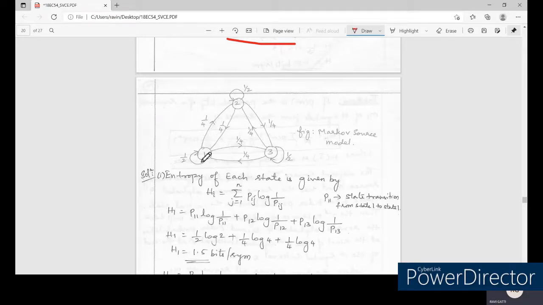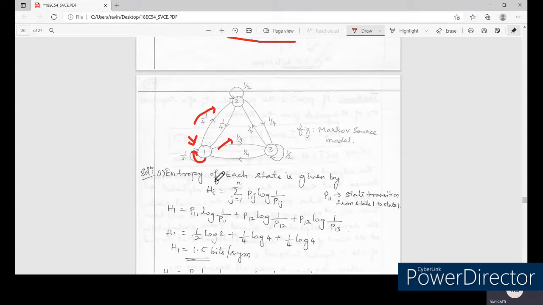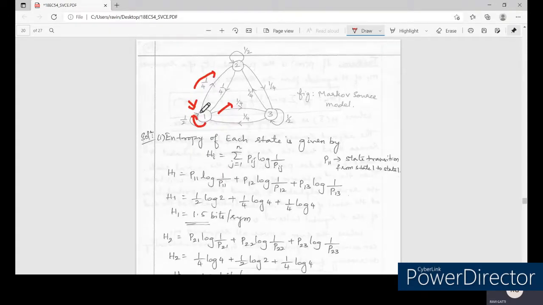When you want to find the entropy of each state, let us consider a particular state, state 1. Here you need to calculate which symbols are emitted and with what probability. State S1 emits one symbol with probability 1/2, one more symbol with probability 1/4, and one more symbol with probability 1/4. These are the three symbols emitted by the source S1. Therefore we can calculate the entropy of the first state.